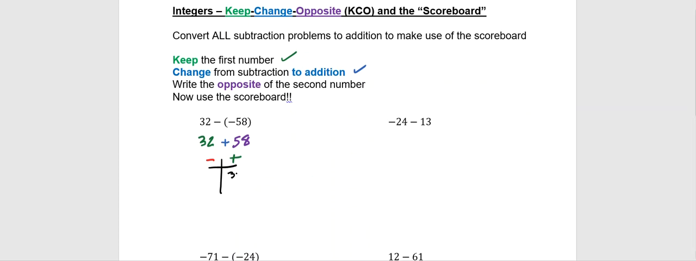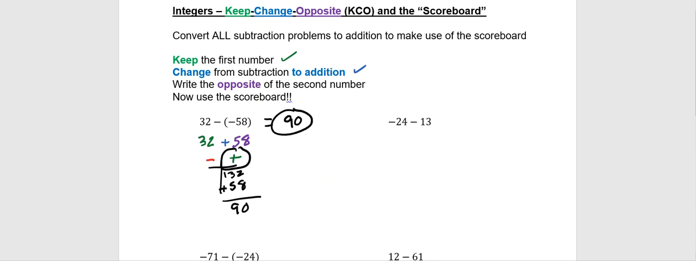So I know 32 is positive, I know 58 is positive. Both numbers being on the same side of the scoreboard means my answer will be the sign of that number after I just simply add the numbers up. So I know I'm going to have a positive answer based on adding 32 and 58. So 8 plus 2 is 10. 5 plus 3 is 8 plus 1 more is 9. So we know our final answer of 32 minus negative 58, rewritten with keep change opposite as 32 plus 58, is equal to 90.